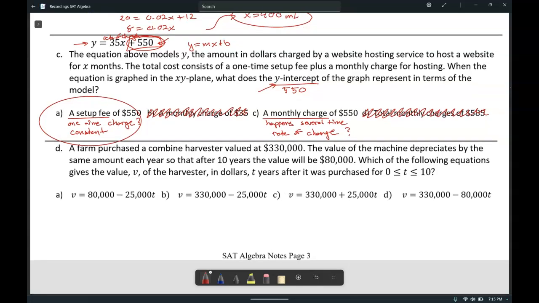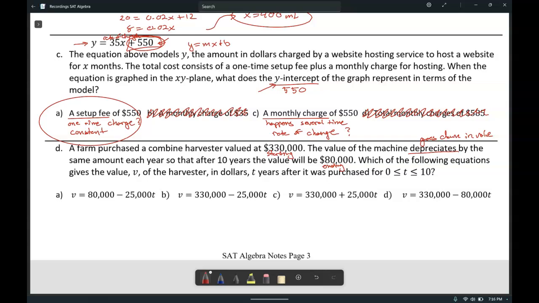For example D, we have a farm that purchased a combine harvester valued at $330,000. The value of the machine depreciates by the same amount each year, so that after 10 years, its value will be $80,000. Well, even if you don't know what the word depreciate means, we can get a context that we are starting at $330,000 and we are ending at a value much less than that. So depreciates must mean something along the lines of goes down in value, and we are correct in that assumption.